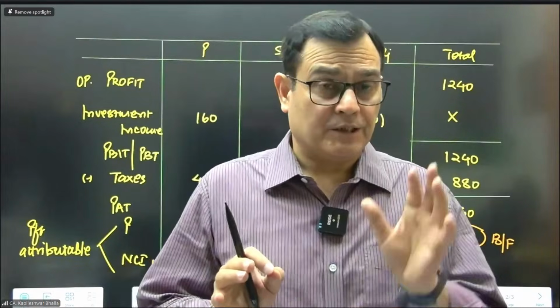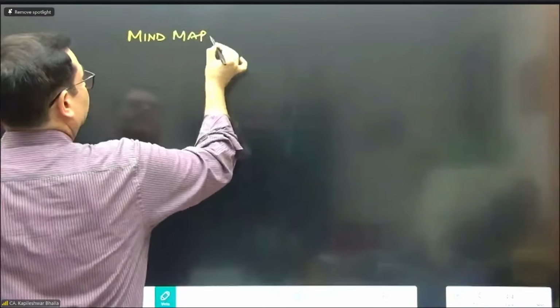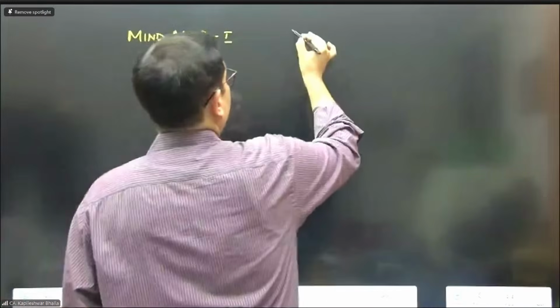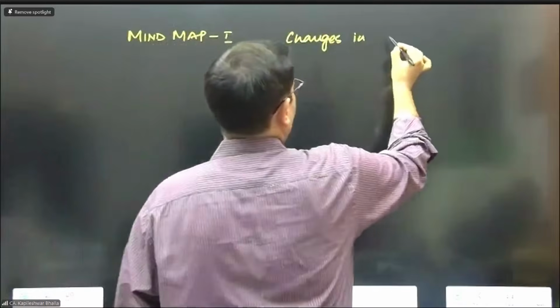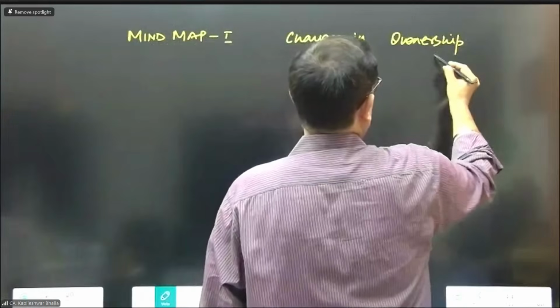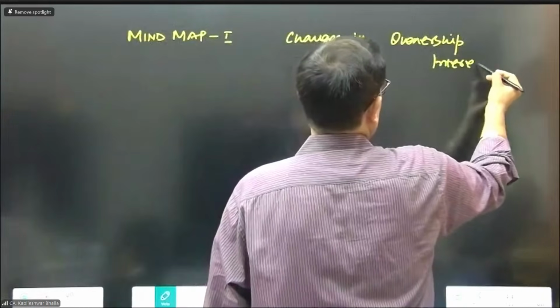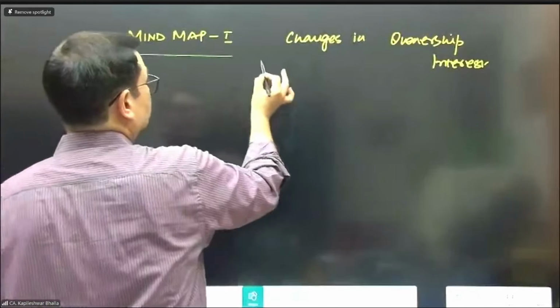So I think this is one thing, but I want to make a mind map at the very start. So let me add mind map number 1 for the day. So I'm looking at the next agenda, where I want to first make a mind map. That's the mind map for the day. This is changes in the ownership interest.